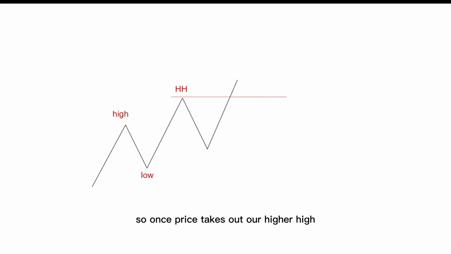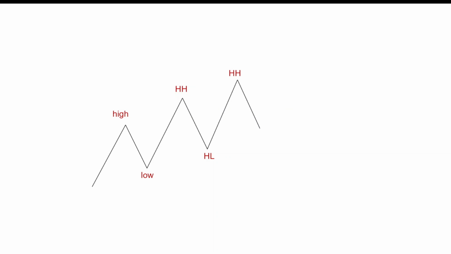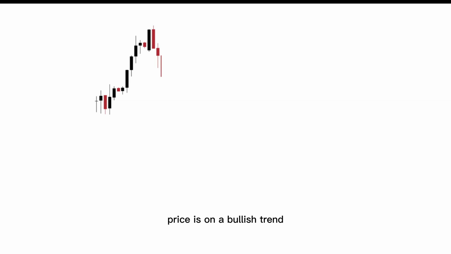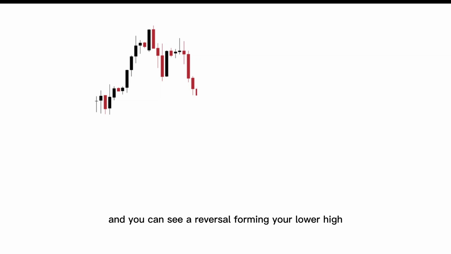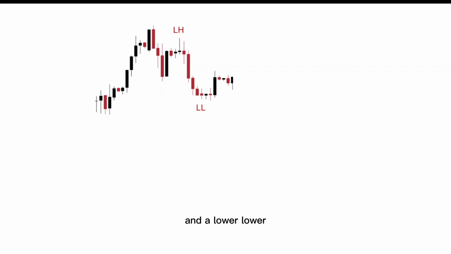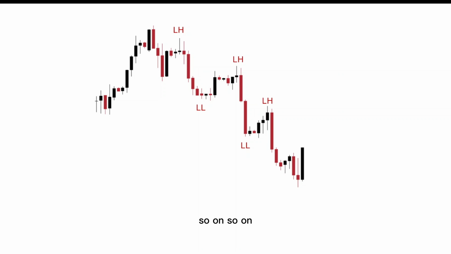So once price takes out our higher high, we can identify the swing that formed that expansion as our new higher low, and so on, so on. Price came back into the range, forming our higher high, took out our higher high, forming our higher low. So let's take a look at a chart example. Price is on a bullish trend, and you can see a reversal, forming your lower high and a lower low, lower high, lower low, so on, so on.